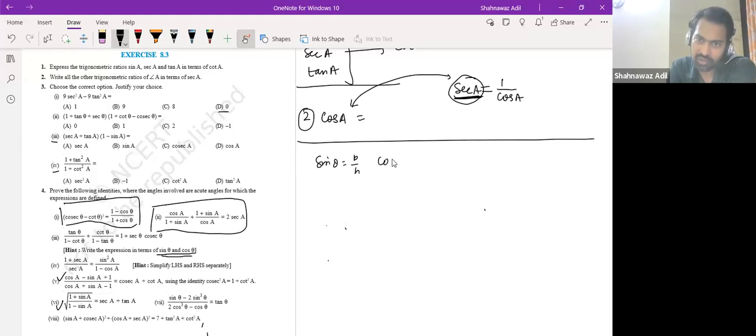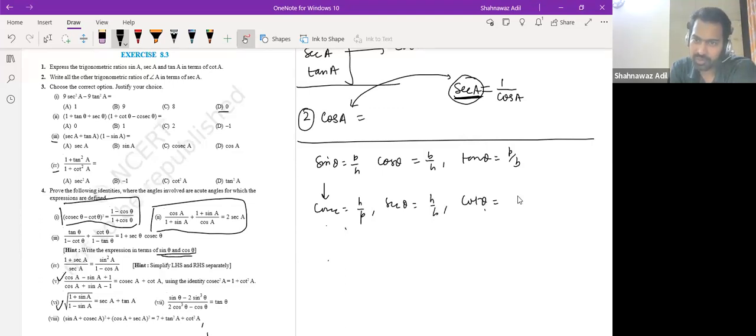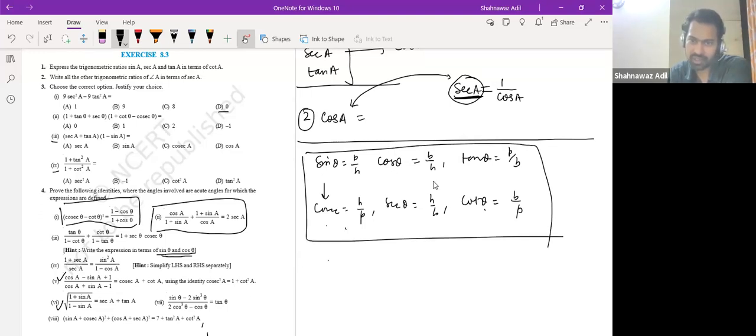cos theta, which is b by h, and then tan theta, which is p by b. And then we have cosec theta, which is h by p, and then sec theta, which is h by b, and then cot theta, which is b by p. So whenever any confusion arises, just think about this. Then you can directly say that this is b by h, this is h by p. So 1 by cos theta is sec theta, or sec theta is 1 by cos theta.